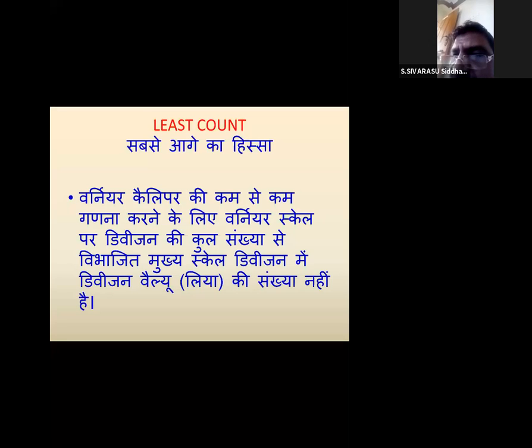Now, to calculate the least count, first we have to know how many main scale divisions they have taken, then how many parts are divided in the Vernier scale division. How many divisions have they taken? The same value is divided into Vernier scale divisions. That we have to discuss.